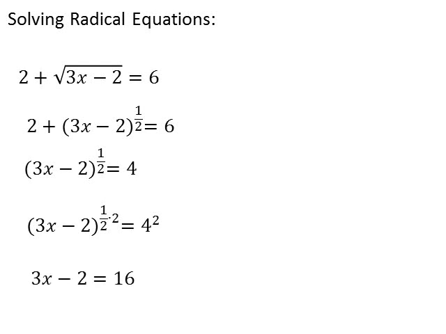So that gives me 3x minus 2 is 16 because 4 squared is 16. But I'm not done yet because x is not by itself. So I have to add 2 to both sides. Gives me 3x equals 18, and then divide by 3. That gives me that x equals 6, and I've solved that radical equation.